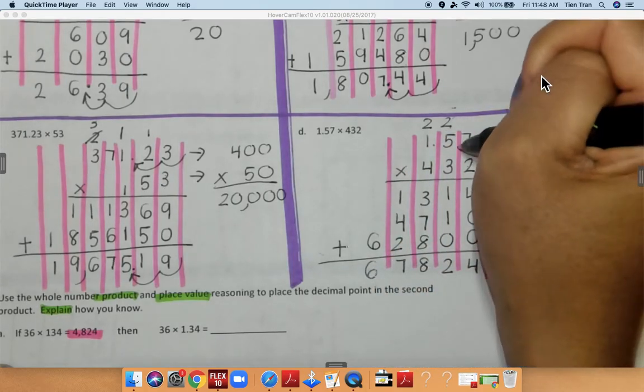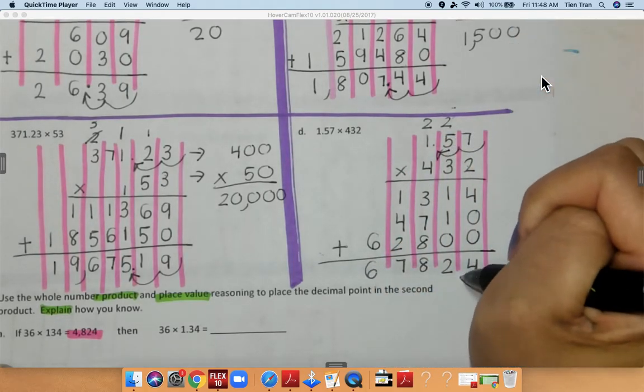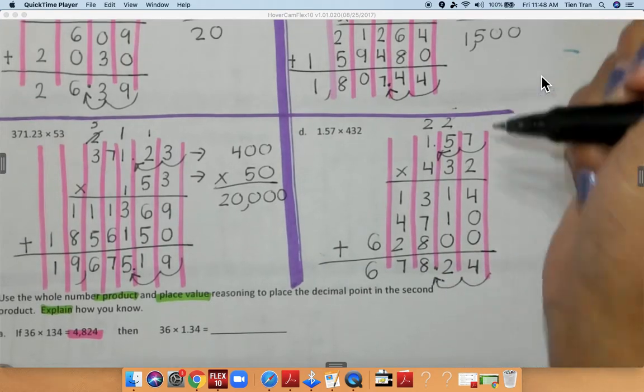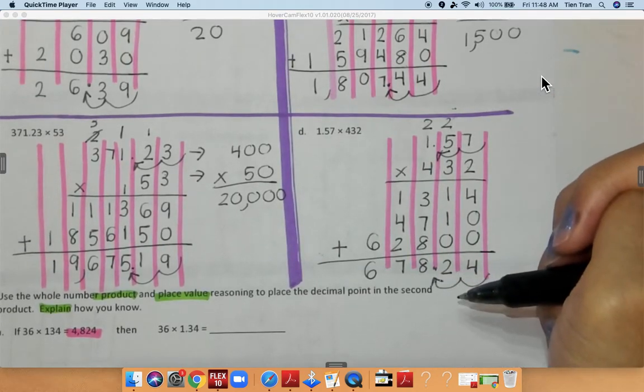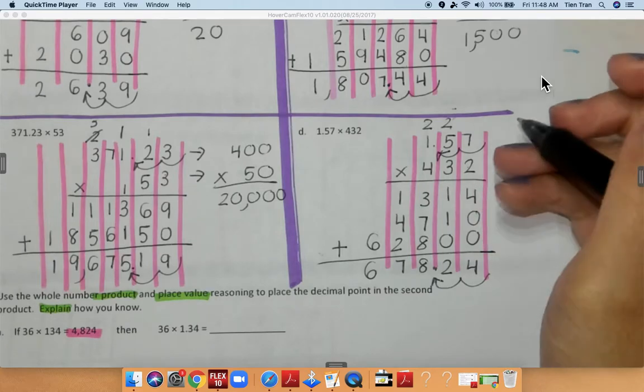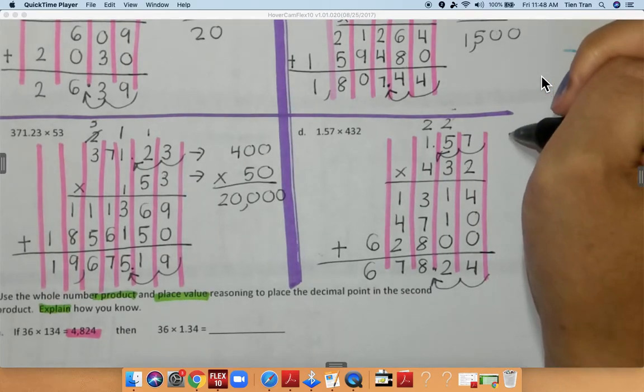Remember to move your decimal over twice. Same thing in your answer. So my final answer is 678 and 24 hundredths. Now, if you want to round your numbers, that also helps.